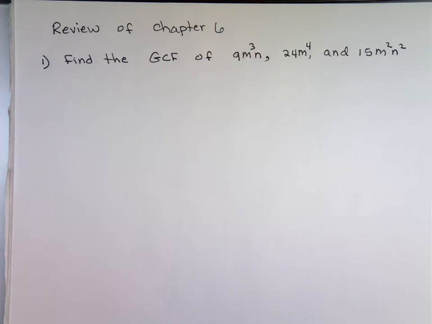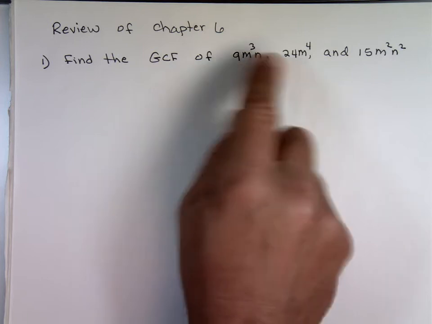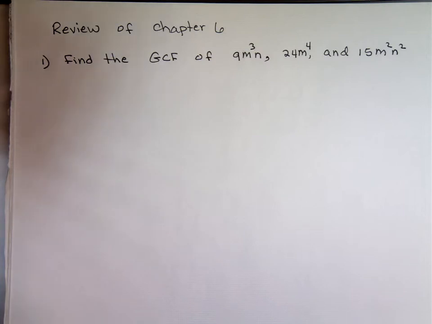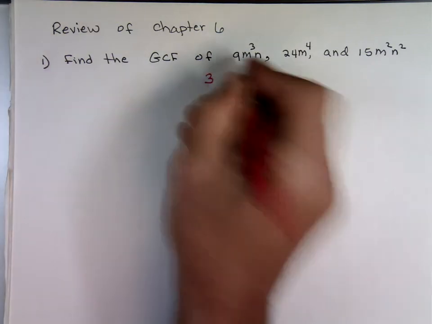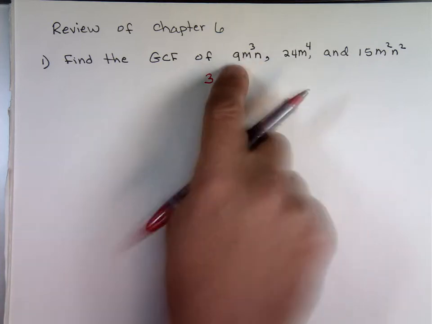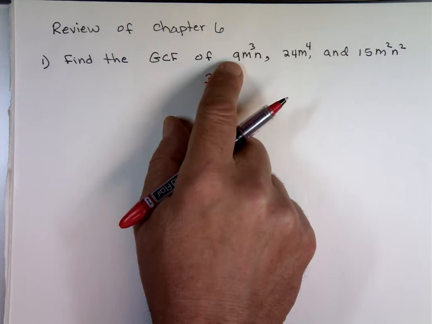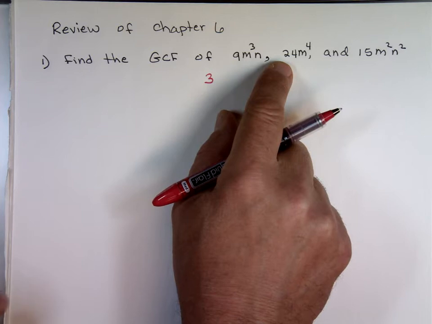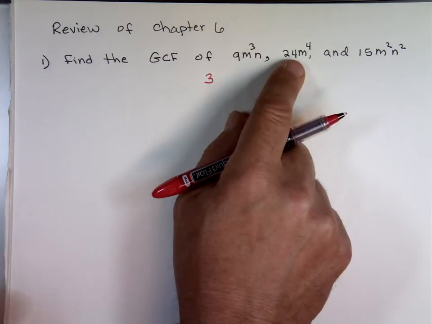So let's look at the numbers, 9, 24, and 15. The biggest number we can divide the 9, the 24, and the 15 by is the 3. So 3, that's common to all of them. That's the largest common number to all of them. 15 is 3 times 5. This is not divisible by 5, neither this. 9 is 3 times 3. 3 is good. 24 is 3 times 8. 3 is good. 8 is not.